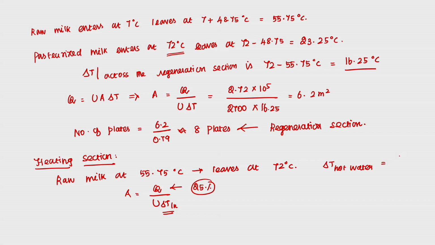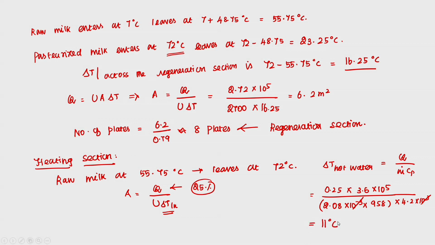So, we know Q is equal to m Cp del T. So, del T of the hot water is nothing but Q upon mass flow rate into Cp. Q I know, so 0.25 of my total Q is nothing but 3.6 into 10 to the power of 5, divided by the hot water mass flow rate, which we calculated as 2.08 into 10 to the power of minus 3. This is a volumetric flow rate that has to be multiplied with the density, 958, into Cp, which is 4.2 into 10 to the power of 3, because it is given in kilojoules. This will get cancelled. So, we are getting the del T of about 11 degree centigrade.